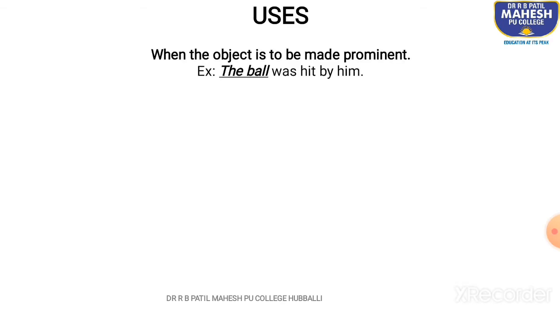Now, let us look at the uses. We use passive voice when we want to make the object prominent, when we want to lay emphasis on the object. So, example here is the ball was hit by him. The ball is something that we want to lay emphasis on. So, we use passive voice so that the object becomes the subject here.